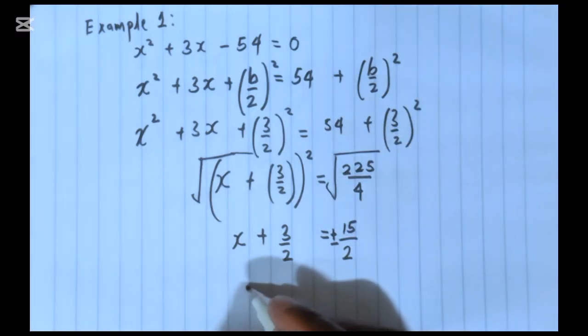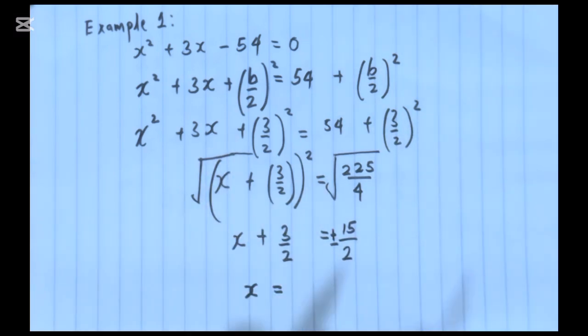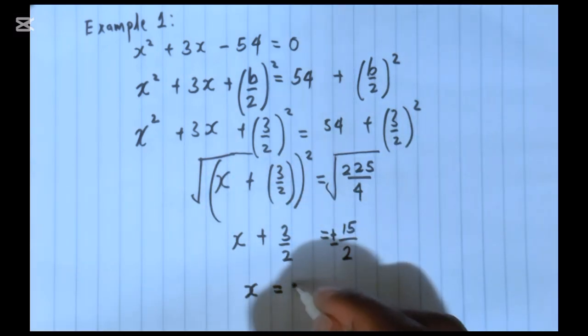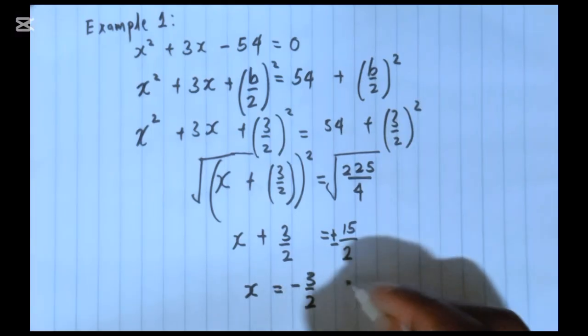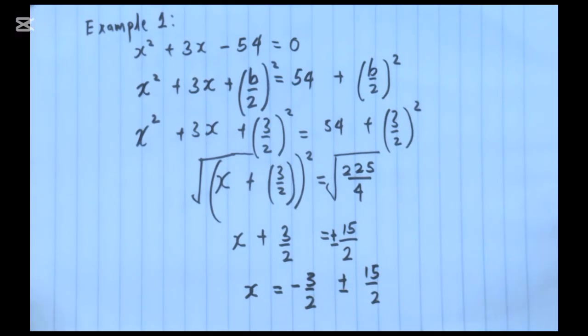So for us to find the roots of this particular problem, we are going to make x the subject of the formula, and so we take 3 all over 2 to the other side, and that will be negative 3 all over 2 plus or minus 15 all over 2. Remember, when you're finding roots, we find them as a pair, because we're dealing with quadratic equations. The roots can be repeated, and sometimes they're unique. In this particular case, I believe they're unique, so we're going to find 2 values of x.